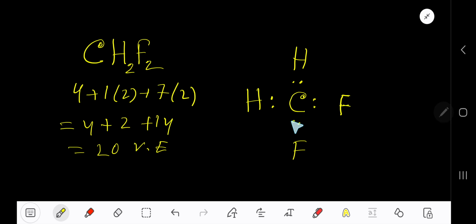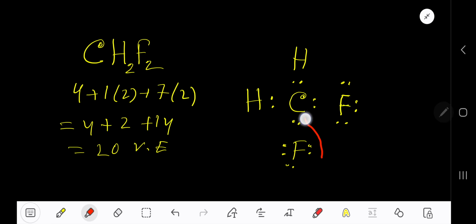So out of 20 we have used 8 here. The remaining electrons will be used to satisfy the octet of the outer atoms. So 2, 4, 6, 8, 10, 12, 14, 16, 18, 20. So we have used all the 20 valence electrons.